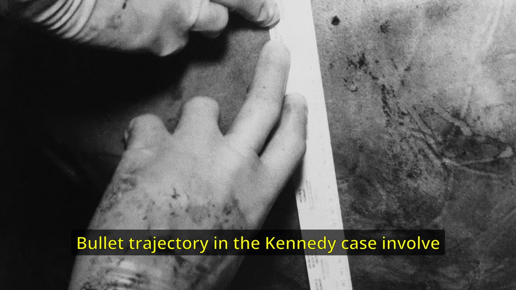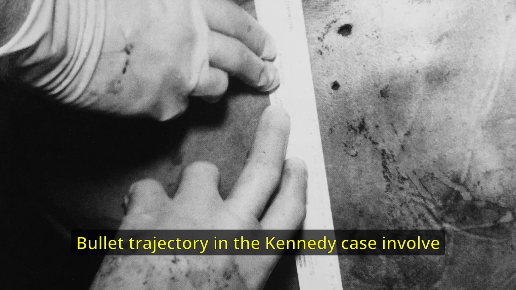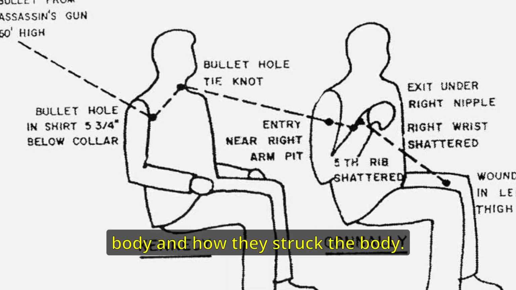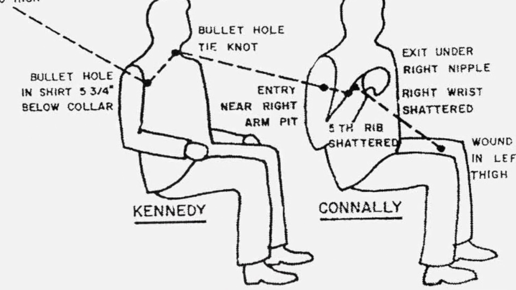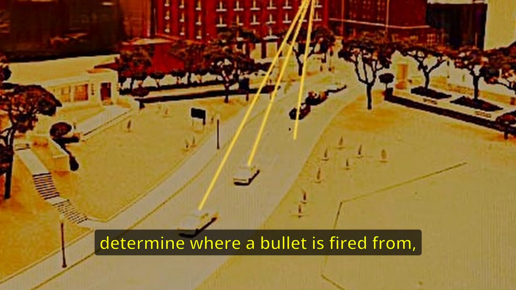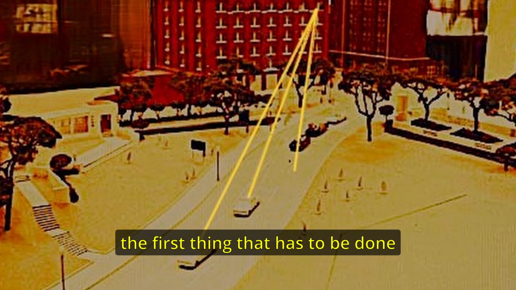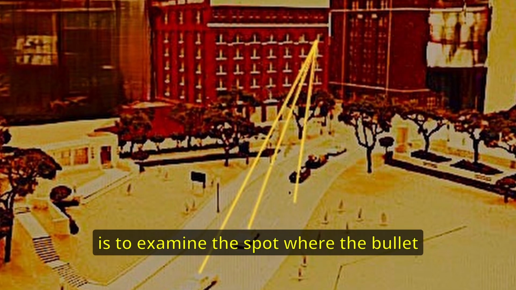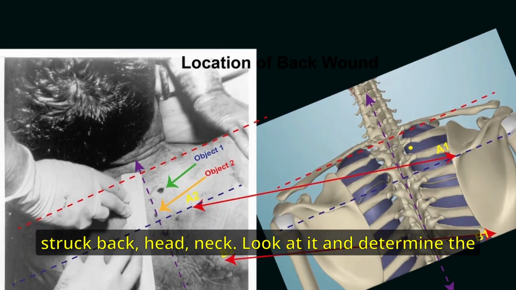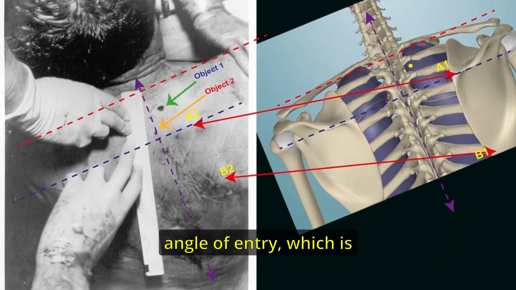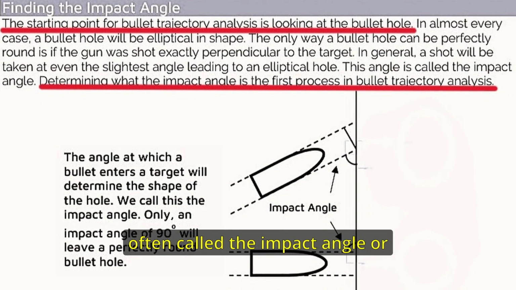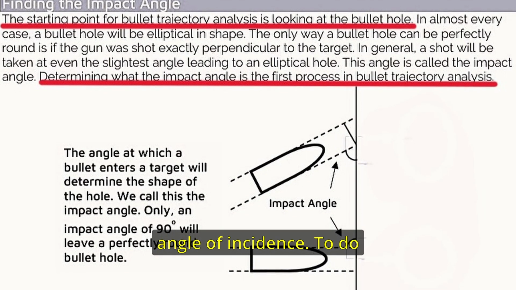Bullet trajectory in the Kennedy case involves identifying the wounds in JFK's body and how they struck the body. It involves basic geometry. To determine where a bullet is fired from, the first thing that has to be done is to examine the spot where the bullet struck, back, head, neck, look at it and determine the angle of entry, which is often called the impact angle or angle of incidence.